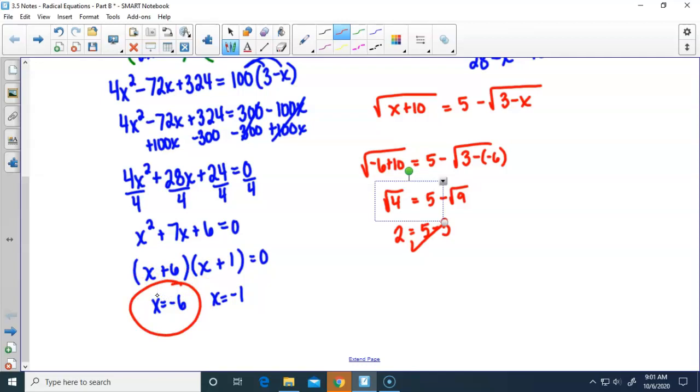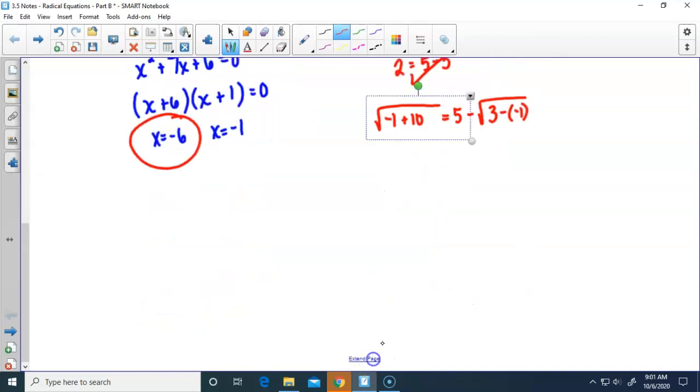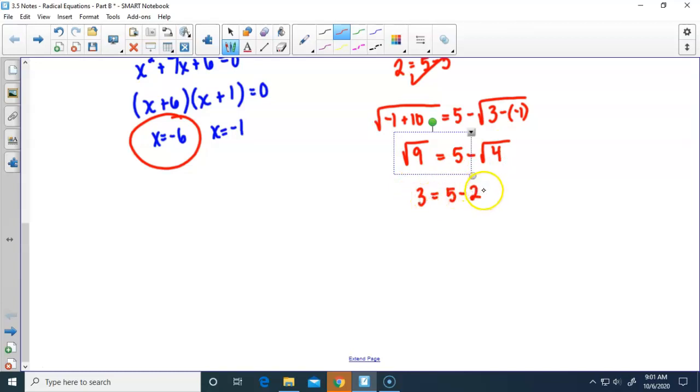I also need to check negative 1. So if I plug in negative 1, I've got the square root of negative 1 plus 10 equals 5 minus the square root of 3 minus negative 1 here. And if I check that, I've got here the square root of 9 equals 5 minus the square root of 4. And that is going to give me 3 equals 5 minus 2. And of course 3 does equal 5 minus 2. So you do have two answers for this. This particular problem did not have an extraneous solution, but you need to check every time.